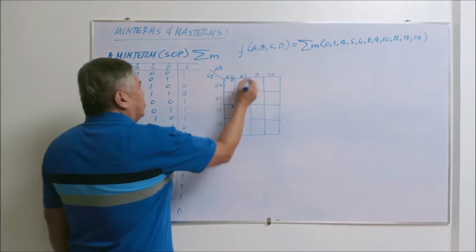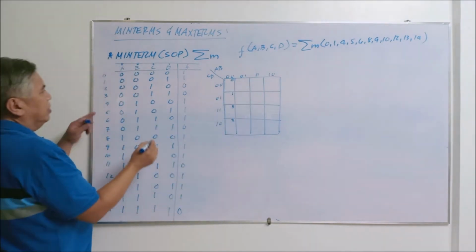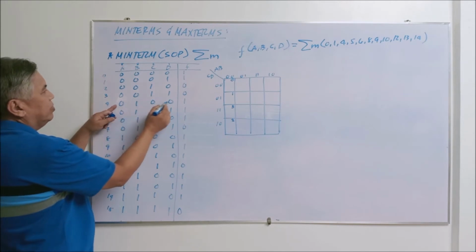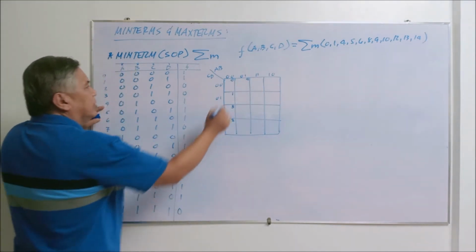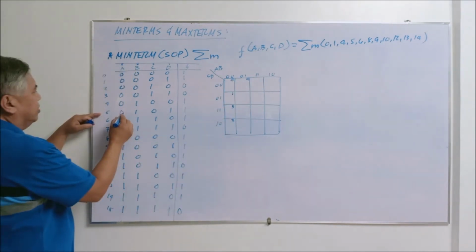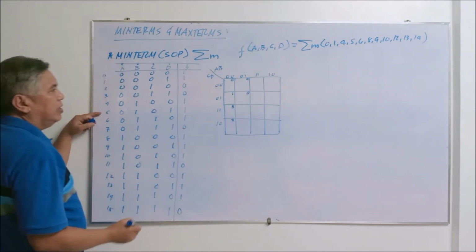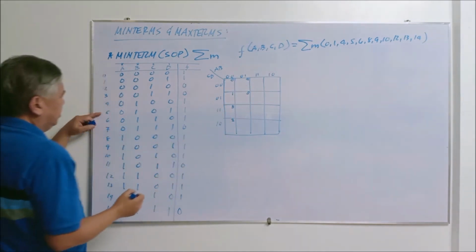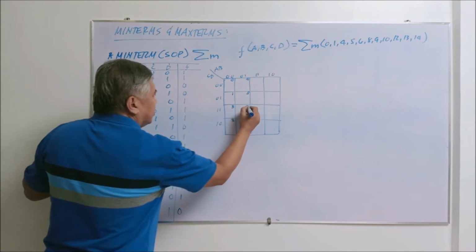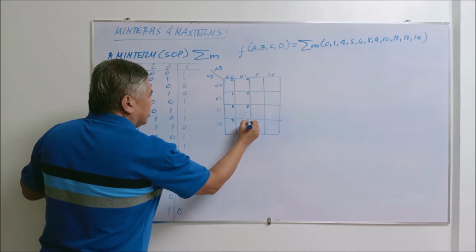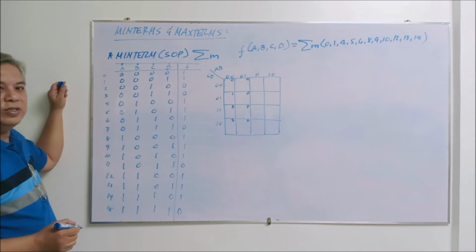Then 0, 1, 0, 0 is equivalent to 4 in decimal number, so you put a 4 here. And then 0, 1, 0, 1 is 5, so you put the 5 here. And then 0, 1, 1, 1 is 7, so you have 7 here. And then here is 6, since 0, 1, 1, 0 is 6.